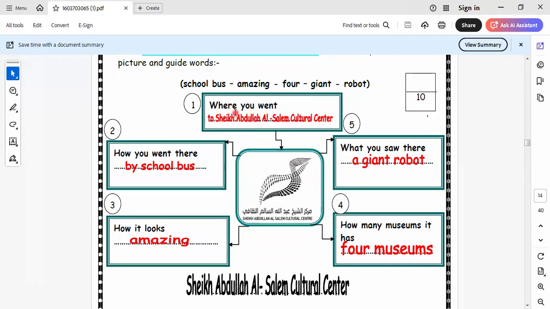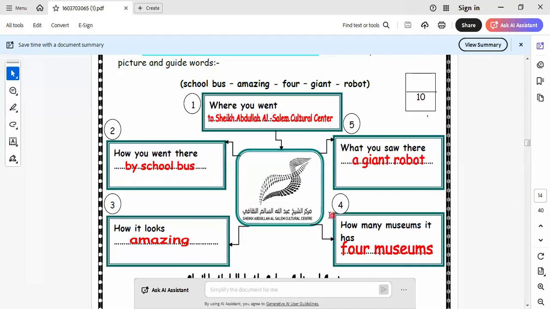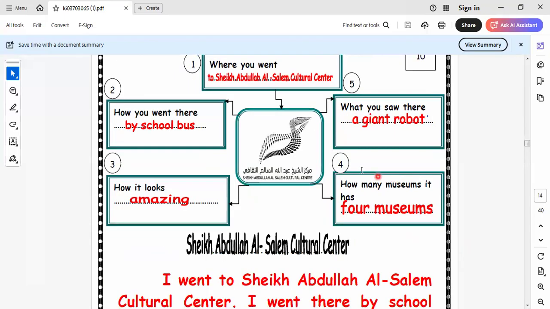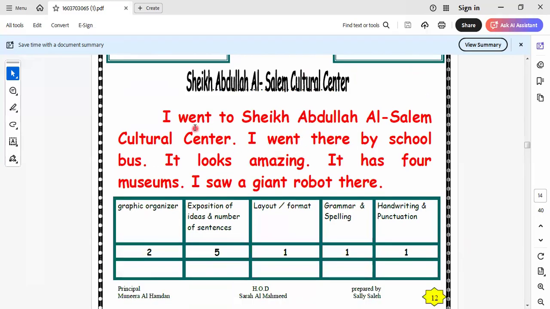Where did you go? So I asked about the place. To Sheikh Abdullah Salim Culture Center. How we went? So I asked about the way: by school bus. How did it look? Amazing. How many museums does it have? How many museums does this place have? Four museums. What you saw there? A giant robot. Okay, let's read the text together.